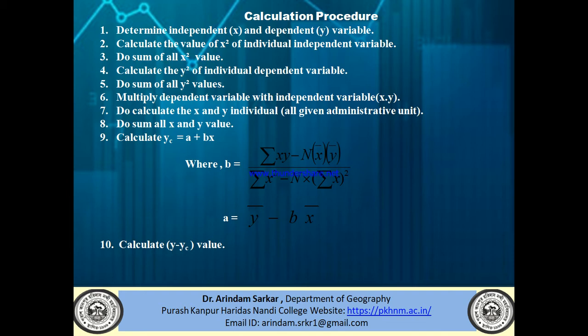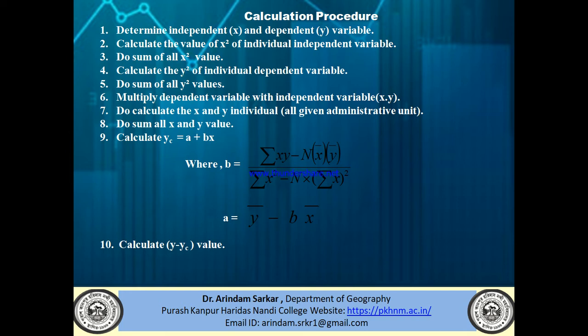Next step, you need to multiply the dependent variable with the independent variable, that is x into y, the xy value. Then sum all the xy values. Now calculate yc. Yc equals a plus bx. Now you need to go for calculation of individual a and b.